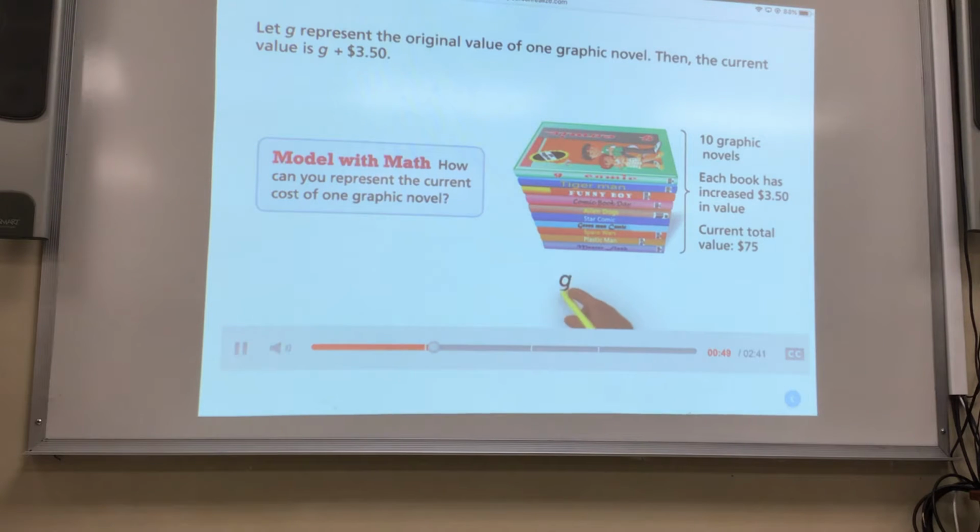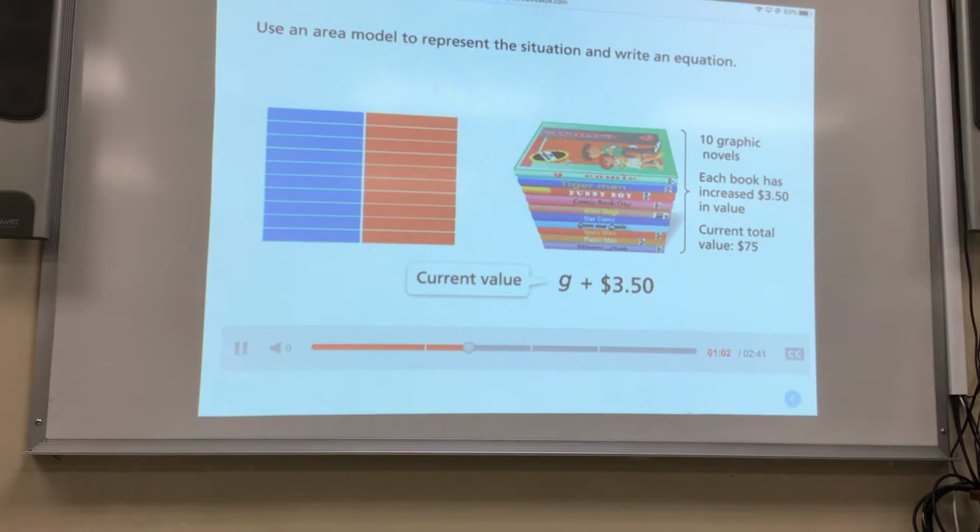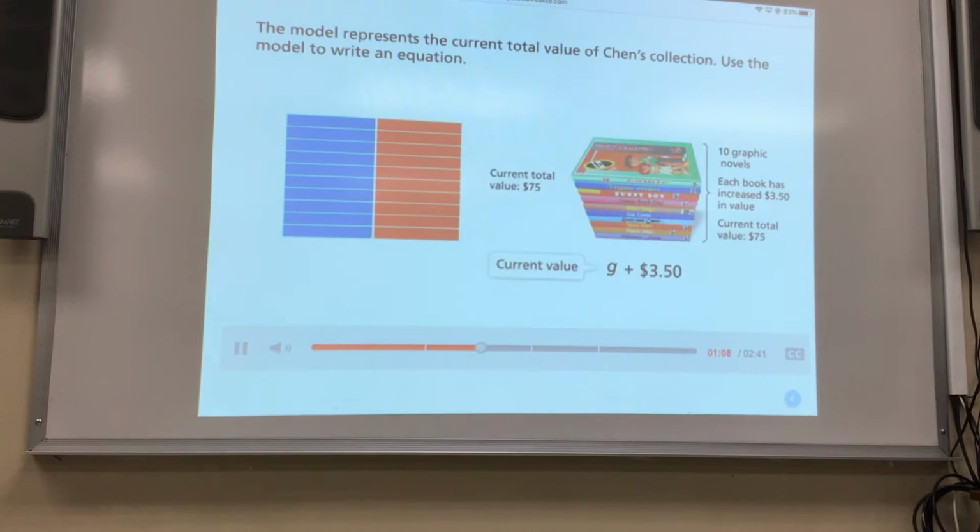If we let G represent the original value of one graphic novel, then the current value is G plus $3.50. We can use an area model to represent the situation and write an equation. The model represents the current value of Chen's collection, 10 books, each one with an original value of G, and each increased in value. Each part of the area model represents part of the total current value of the collection. We can now use the model to write an equation.